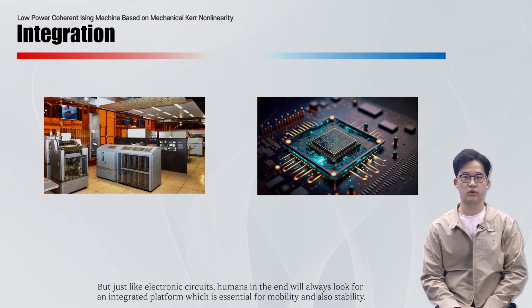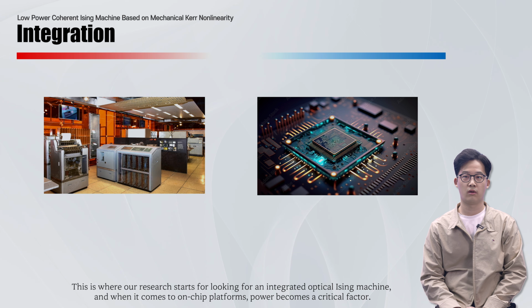But just like electronic circuits, humans in the end will always look for an integrated platform, which is essential for mobility and also stability. This is where our research starts, looking for an integrated optical Ising machine, and when it comes to on-chip platforms, power becomes a critical factor.